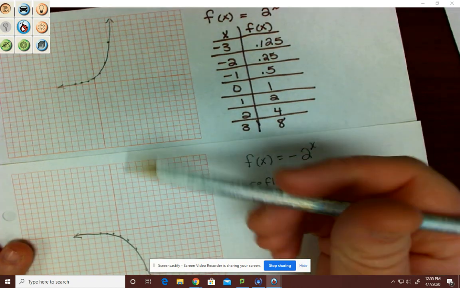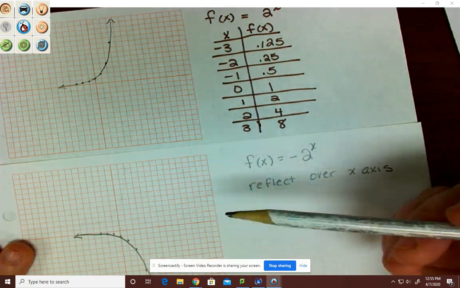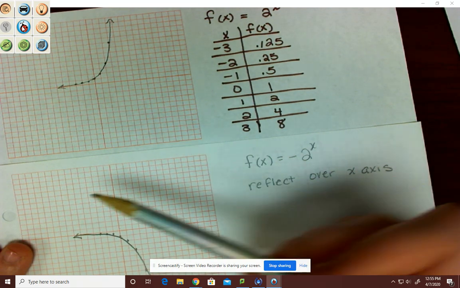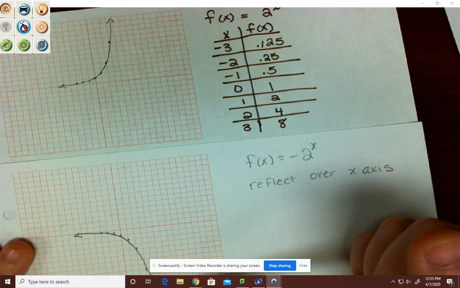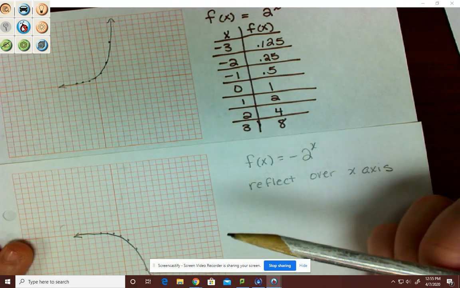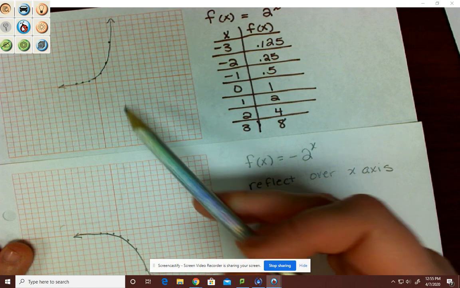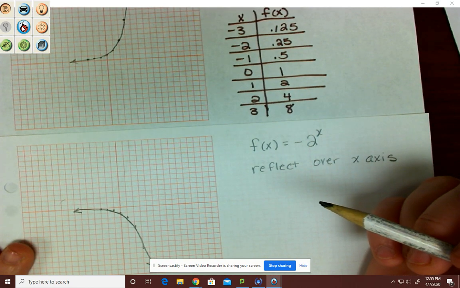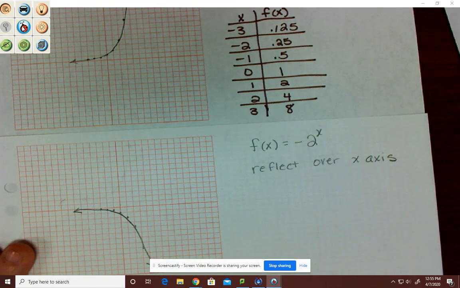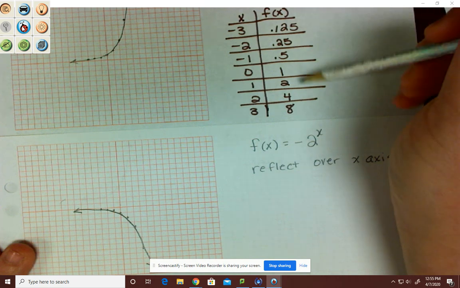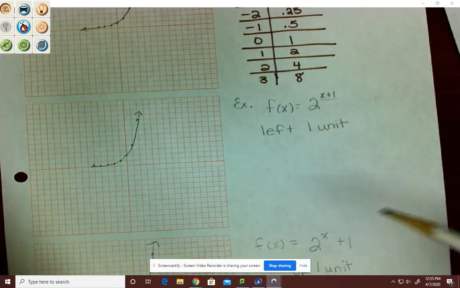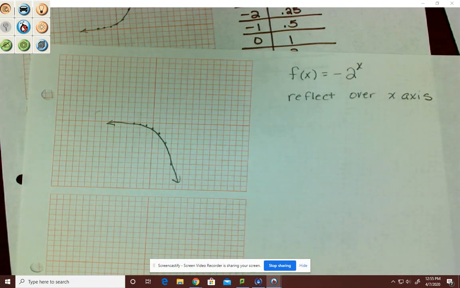So horizontal asymptote is still the same at the x-axis. Domain is still negative infinity to infinity, but now range is negative infinity to 0 with parentheses. And the y-intercept went from 0, 1 to 0, negative 1. So that would be a change there. So what we're going to look at today is graphing a parent function like this, and then being able to describe what is happening to that graph and what should it look like.